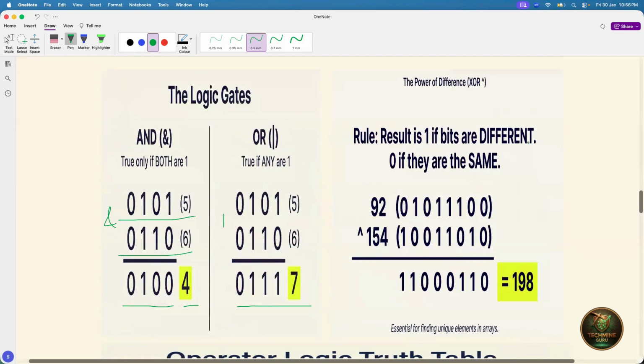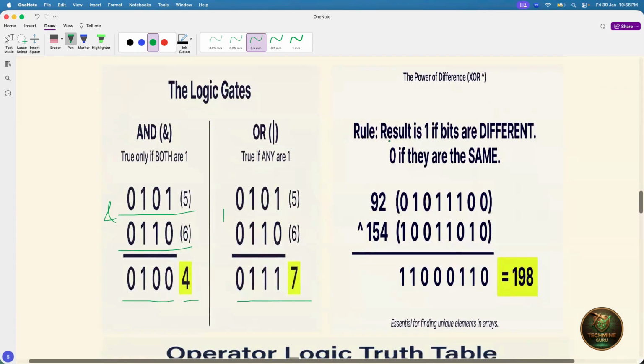Similarly, if you want to see the power of XOR, then we know that the result is 1 only if bits are different. And if the result is 0, that means the bits are the same, right? So 0, 0, both are the same bit, it will give 0. 0, 1, different bit, it will give 1. 1, 0, different bit, it will give 1. 1, 1, same bit, it will give 0. 1, 1, same bit, it will give 0. 1, 0, different bit, it will give 1. And 0, 1, different bit, it will give 1. So this is the binary representation of the decimal number 198.